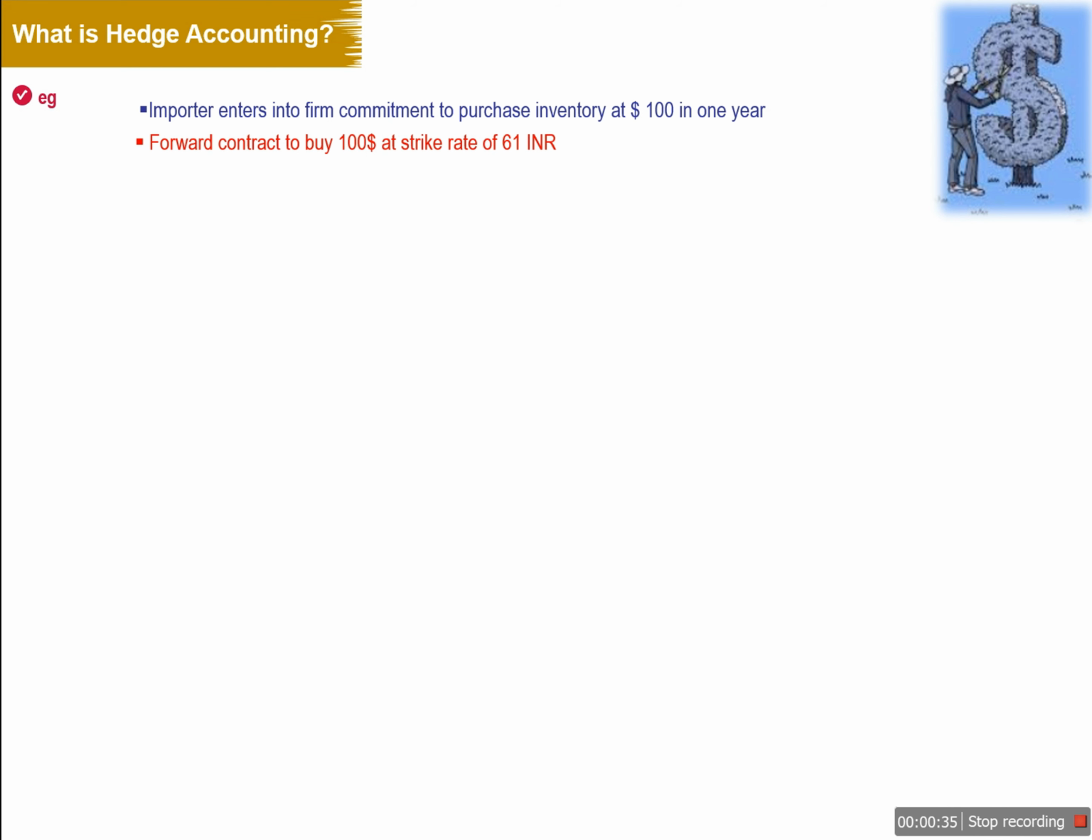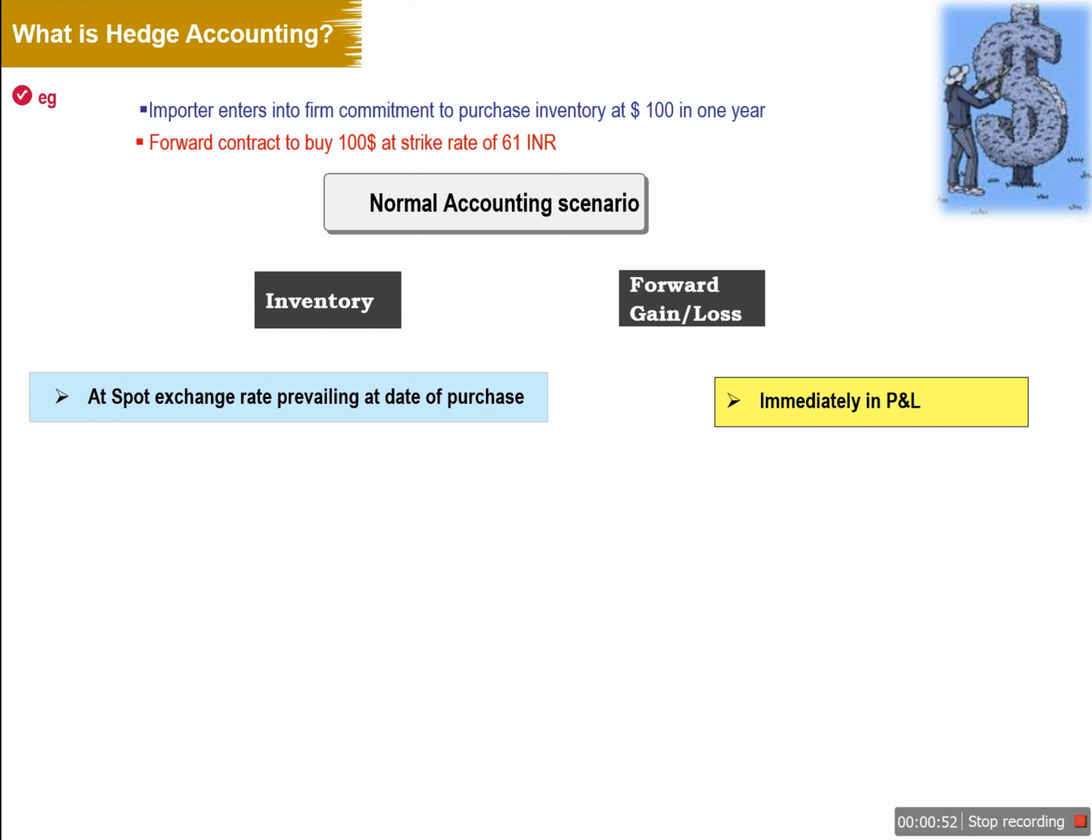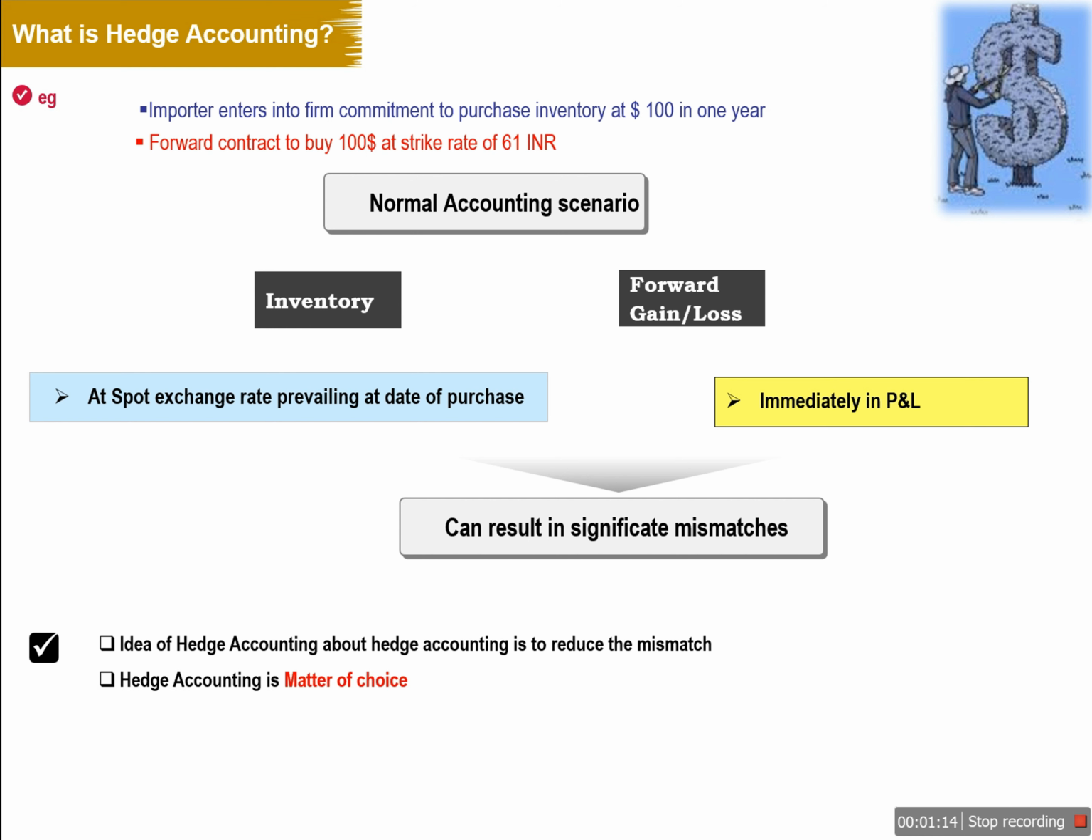If you follow the normal accounting principles, the inventory will be booked at the spot exchange rate prevailing at the time of purchase. It may be 54, it may be 61, it may be 65 or 70, whatever it is. And the forward gain or loss will be booked immediately in the P&L. So there is a mismatch. One thing is booked at the date of purchase, another thing is booked immediately in the P&L account. This accounting creates significant mismatches in the profit and loss account of an entity. So the idea of hedge accounting is to reduce this mismatch.